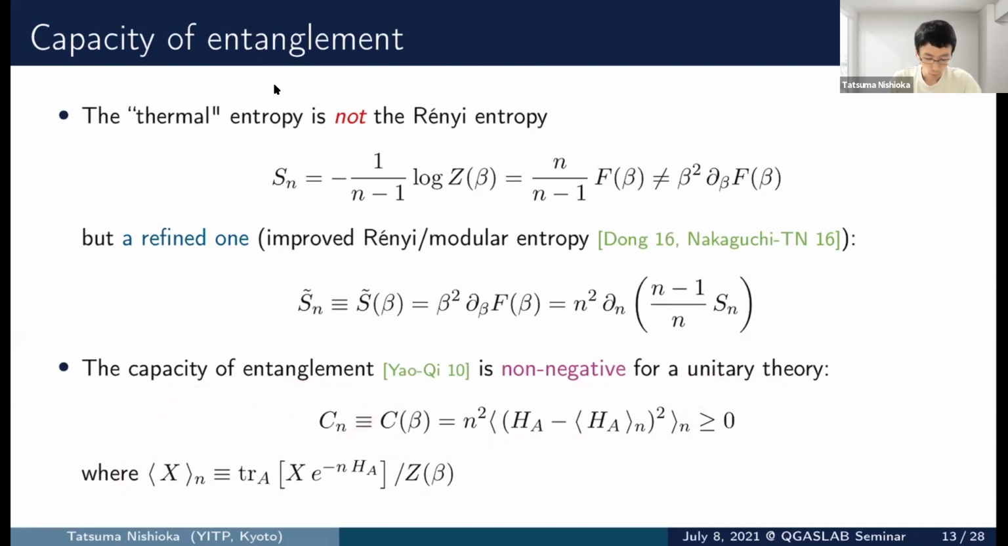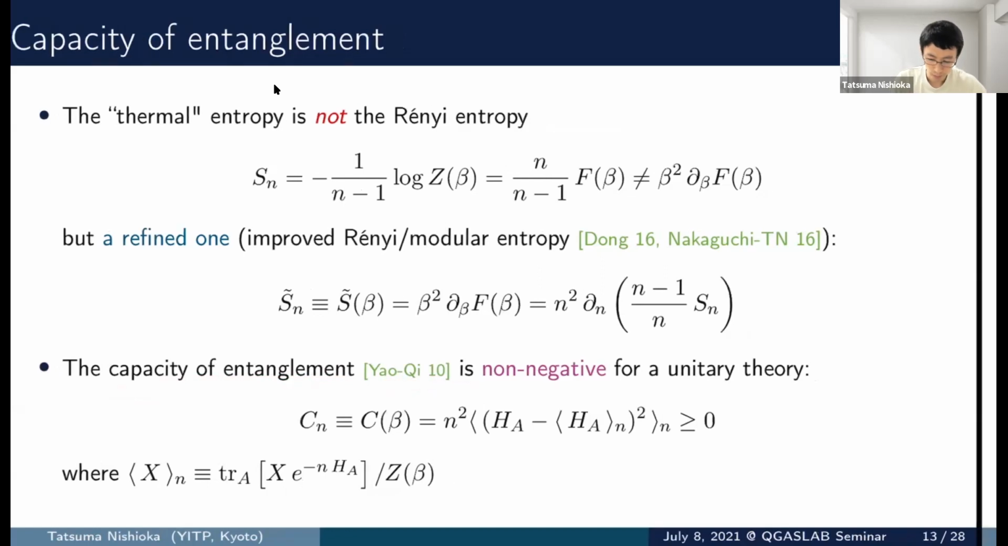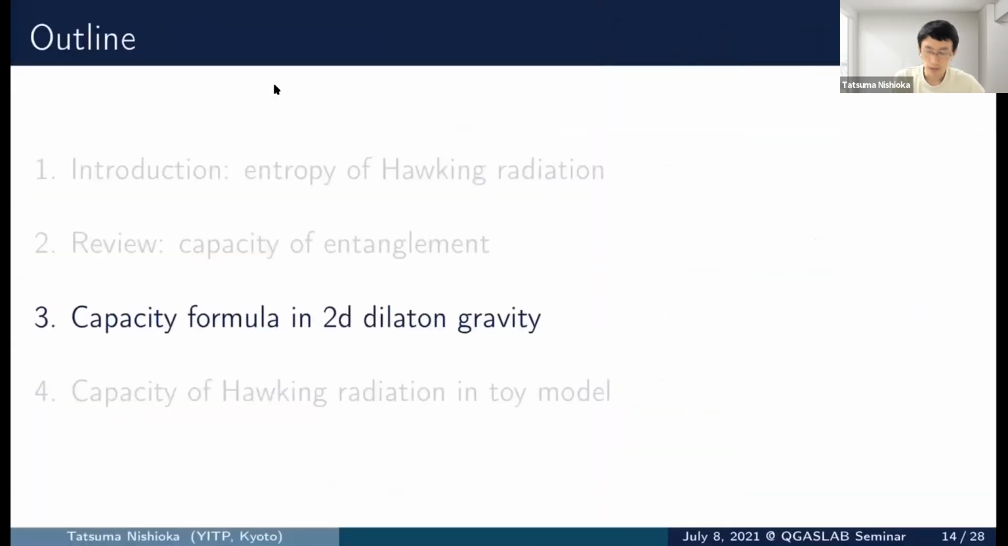And this was originally introduced by Yao and Qi. But to the best of my knowledge, this one is not so well understood. So I'd like to use it to probe the Hawking radiation. Okay, so next, let me move on to the third part.